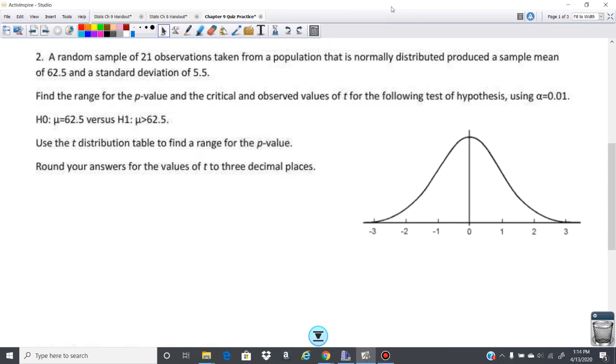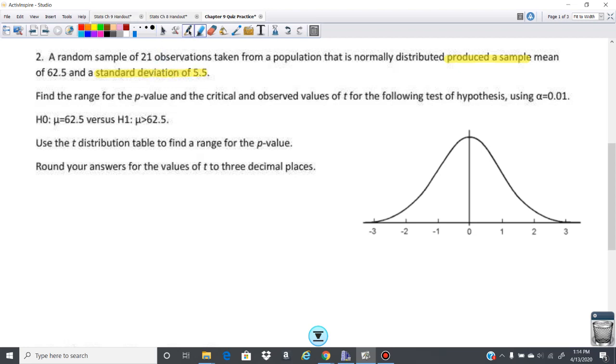All right, next problem, we have a random sample of 21 observations taken from a population that is normally distributed, produced a sample mean of 62.5 and a standard deviation of 5.5. So I want you to look at that first before you move forward and say, okay, this is giving me a sample mean and a sample standard deviation. So within these 21 observations, I am producing a sample, and I'm producing a sample mean and a sample standard deviation. So we're looking at that.